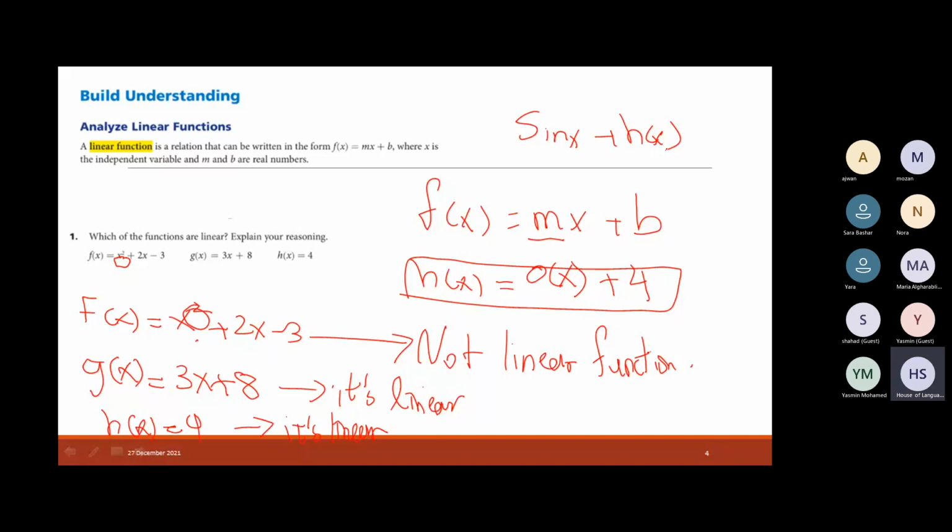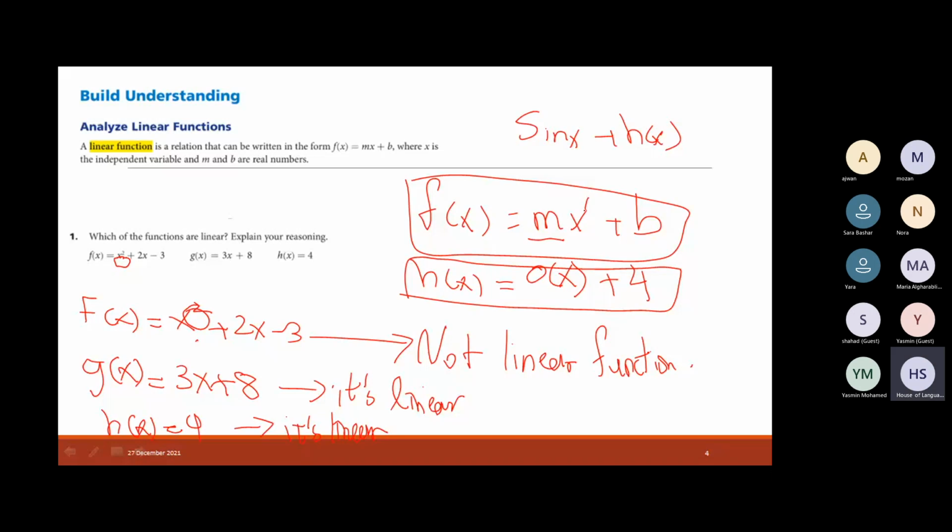What you didn't understand? No, today we start with the standard form of the linear function. This is a new lesson. The standard form of the function f of x is mx plus b. Why is it linear? Because the power of x is 1.